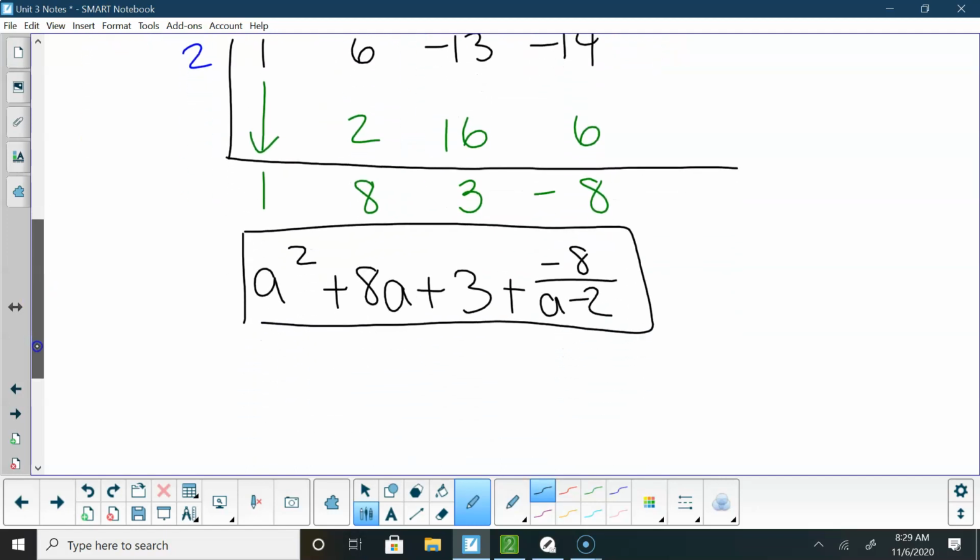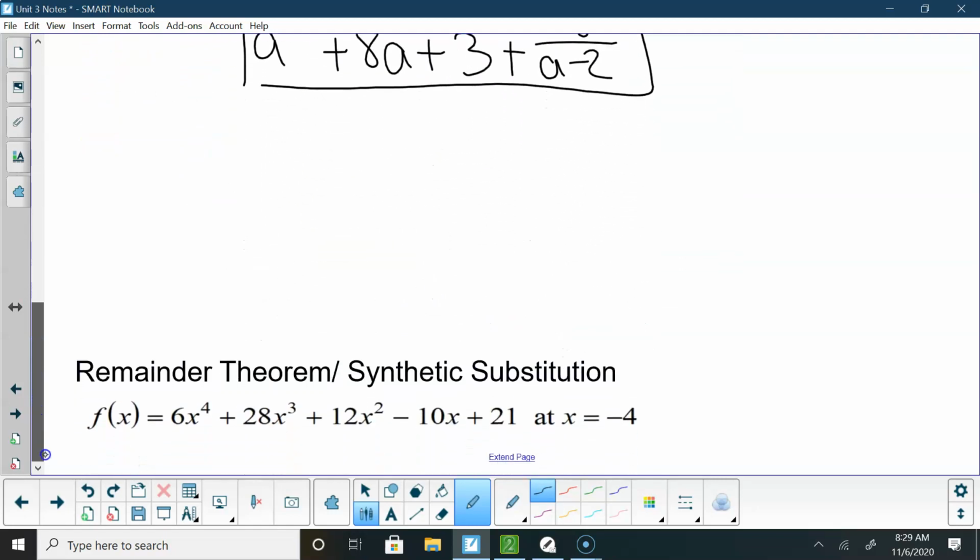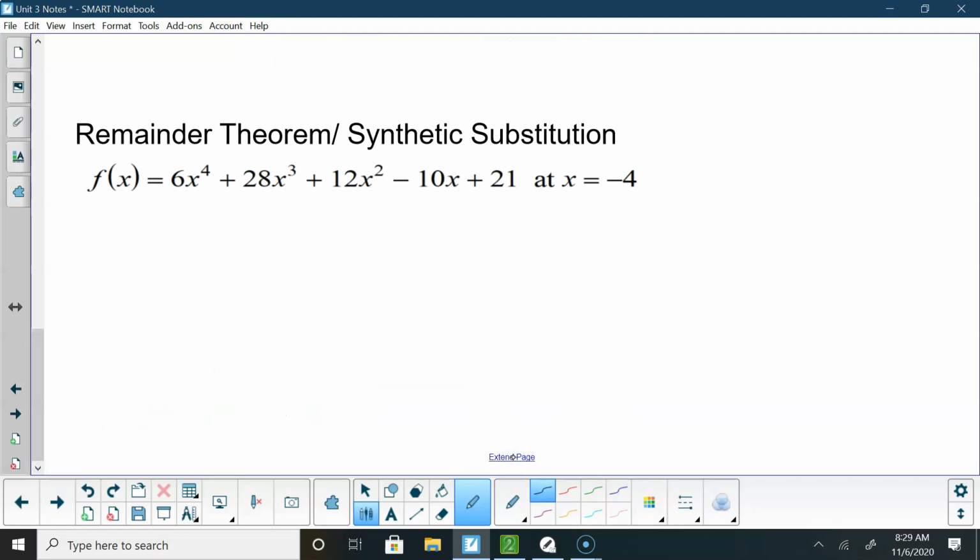All right. Last thing we're doing is the remainder theorem, which is also called synthetic substitution. So you're using the steps that you had for synthetic division, but you're using it to substitute in x equals negative 4 to that monstrosity of an equation. Okay? This would show up on a no calculator part to your test. It would be one problem. All right? So, the difference is we do not change this sign.